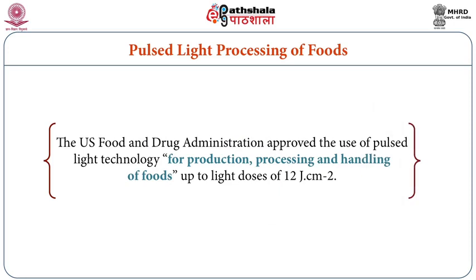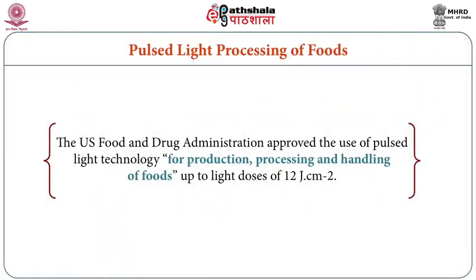The US Food and Drug Administration approved the use of pulsed light technology for production, processing and handling of foods up to a light dose of 12 joules per square centimeter. So the USFDA has given legal permission that we can use up to 12 joules per square centimeter. It is safe. If we go beyond that, it is not safe, and we have to take prior approval from the USFDA or the respective countries' legal bodies.